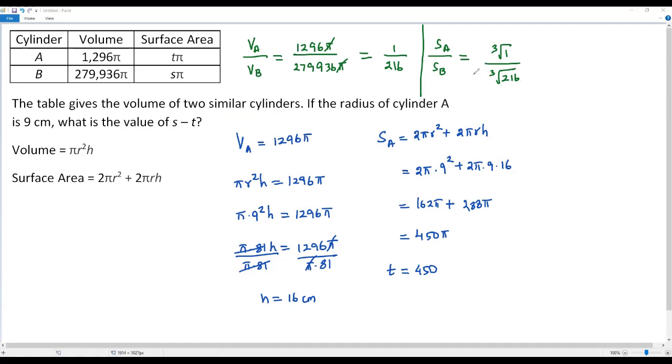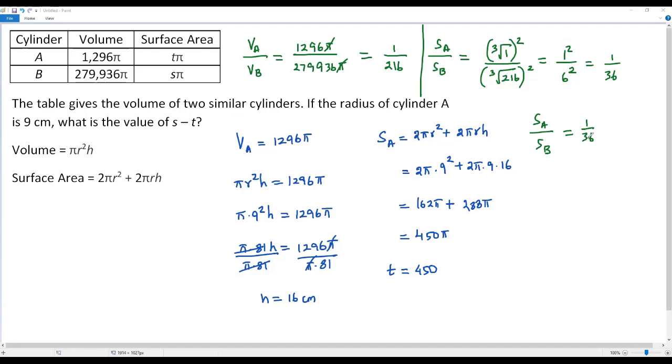We know that surface area is a square unit. Since surface area is a square unit, we have to square both the terms of this ratio. Let me do it. We know that cube root of 1 is just 1, then we get 1 squared, and cube root of 216 is 6, then we get 6 squared. Then 1 squared is 1 and 6 squared is 36. Here I got the ratio of the surface areas of two cylinders, that is 1 over 36.